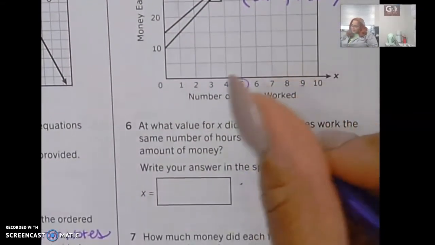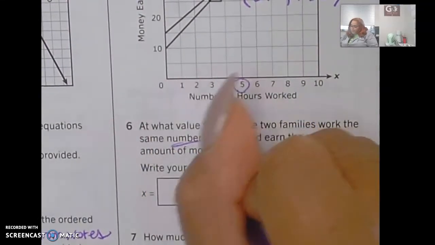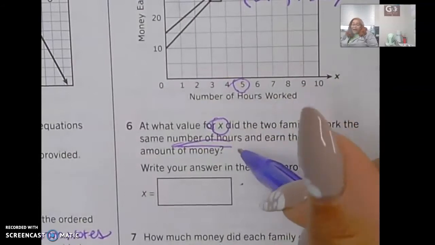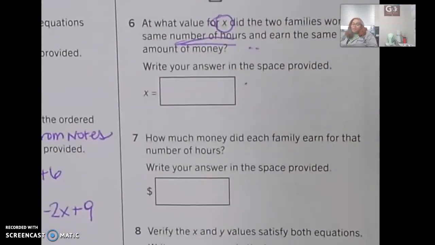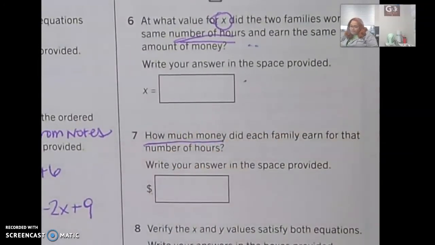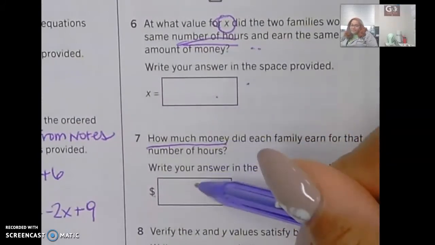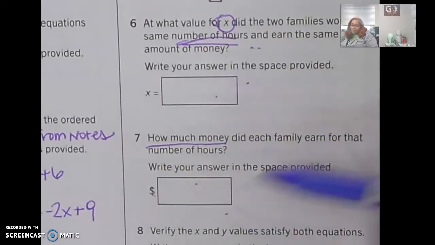It says at what value for x did the 2 families work the same number of hours? So this is asking for hours. For number 7, how much money did each family earn for that number of hours? It's got the $ sign here. This is just asking for hours. This is just asking for money, not both.